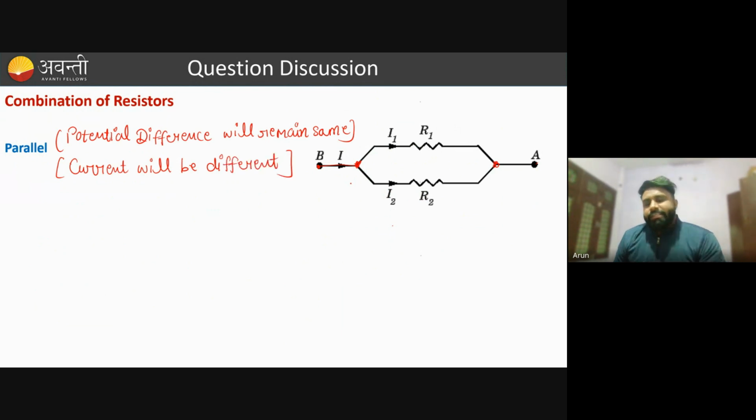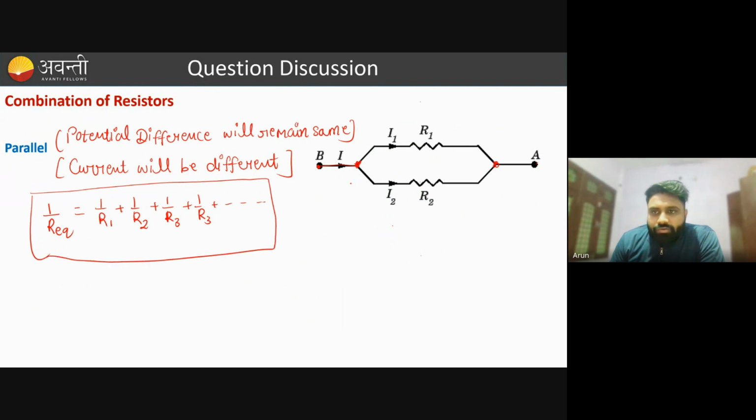Okay, so two entities we have, physical quantities. One is the current and another is the voltage. So in parallel combination, current is different, and in series combination, voltage is different. If you want to calculate the equivalent resistance of it, the formula is 1 upon R equivalent equals 1 upon R1 plus 1 upon R2. And if there are multiple resistors, you can take the inverse of each and then add.